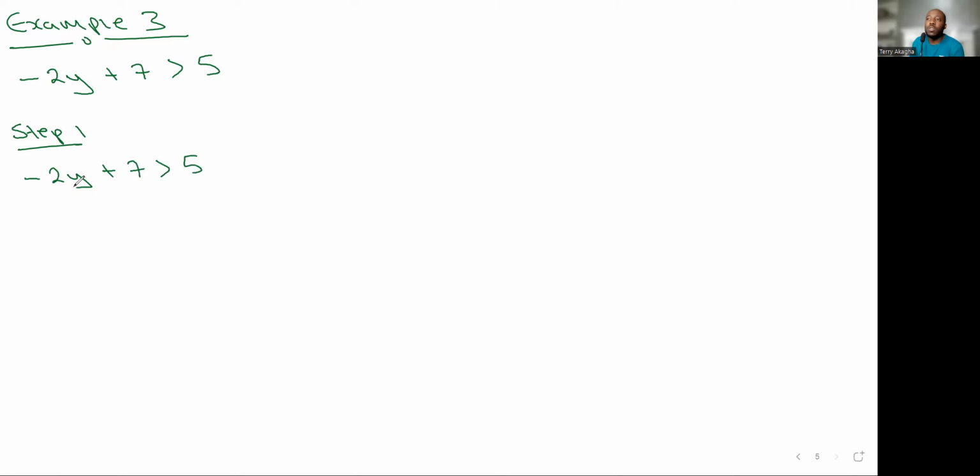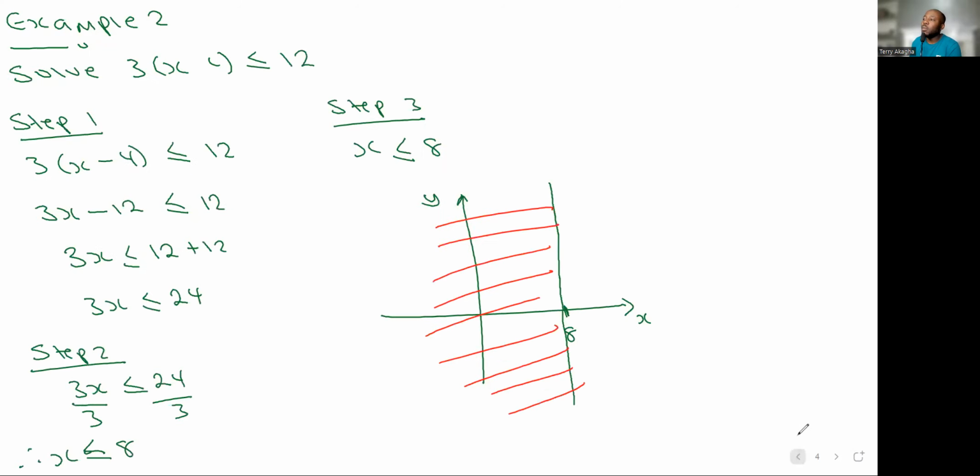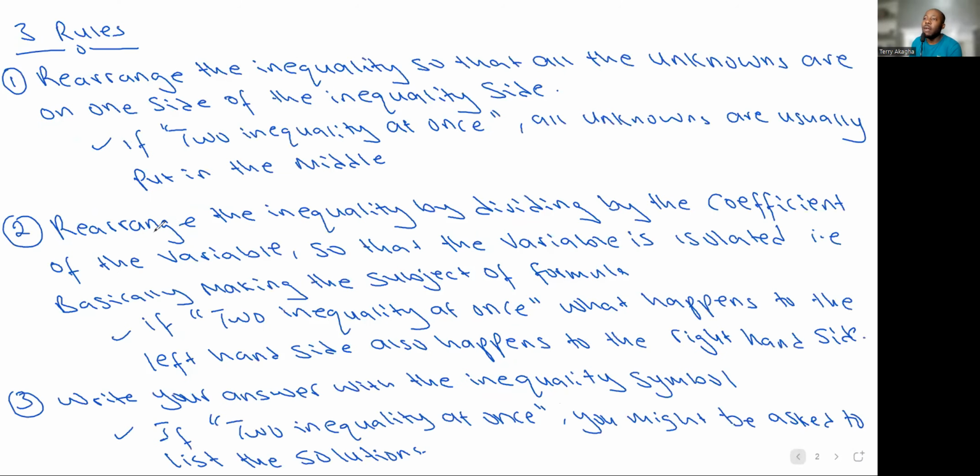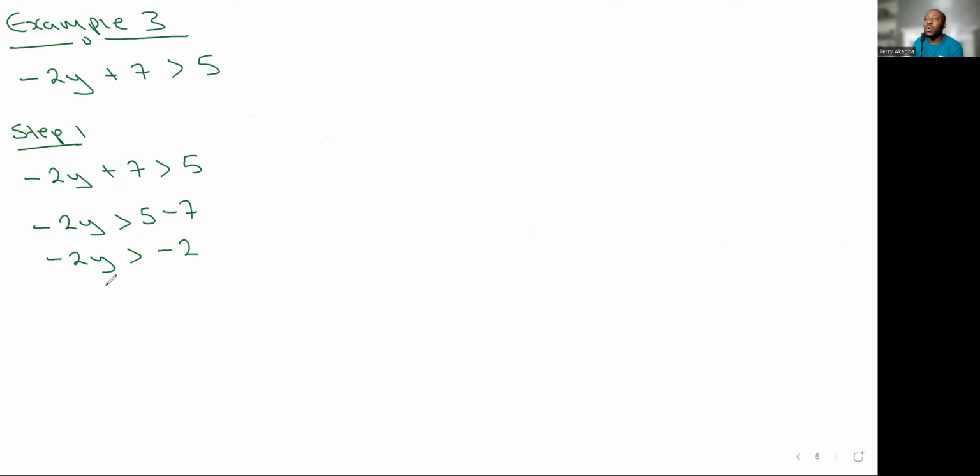Are you seeing it? We take 7 to the other side. So it's going to give us minus 2y is greater than 5 minus 7. Minus 2y is greater than 5 minus 7, which will give you minus 2. Then number 2, we have to rearrange the inequality by dividing by the coefficient of the variable so that the variable is isolated. So we have step 2 here now. We have minus 2y is greater than minus 2.